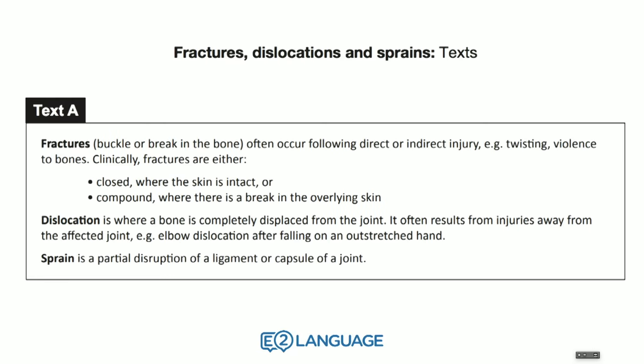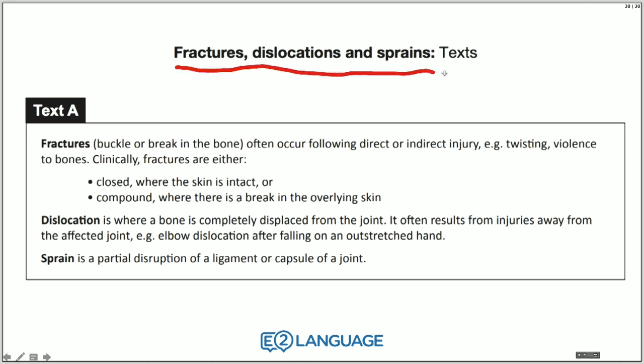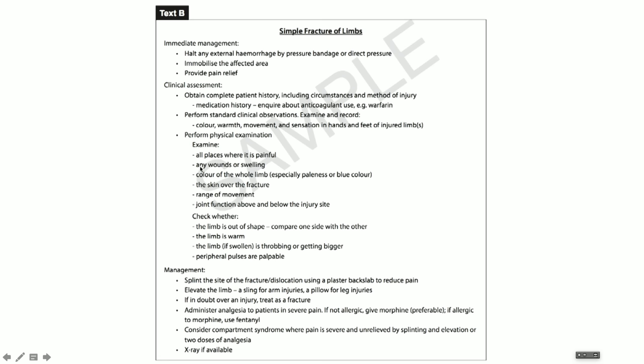The first thing I want you to do on test day is to look at the title given at the top of the texts. Fractures, dislocations, and sprains, for example. Each of the texts will relate to this single theme. So this is text A, and you can see that it's giving definitions of each, right? Text B, it's a longer text, and it's looking at simple fracture of limbs. It looks like some sort of management of how you look after a fractured limb, okay? But you can see here there are subheadings, dot points, etc.